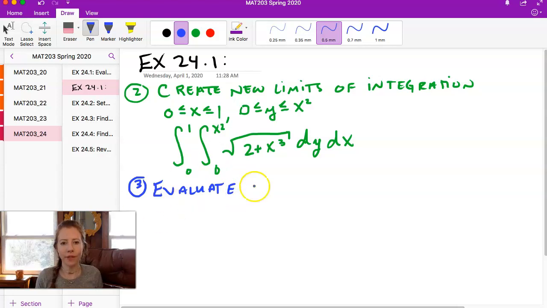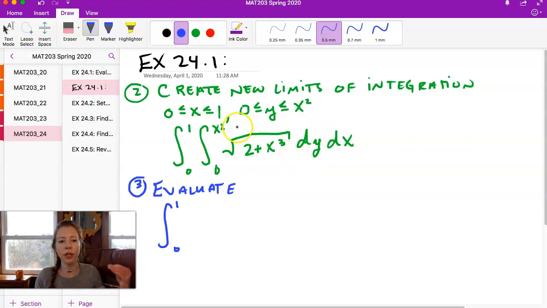Okay, so now let's start with this inside piece, 0 to x squared, the integral from 0 to x squared of the square root of 2 plus x cubed dy. We're going to keep everything on the outside as is, this 0 to 1 and the dx, so the integral from 0 to 1. Then we're going to evaluate the internal integral, which is actually pretty straightforward, because it's the integral from 0 to x squared of the square root of 2 plus x cubed dy.